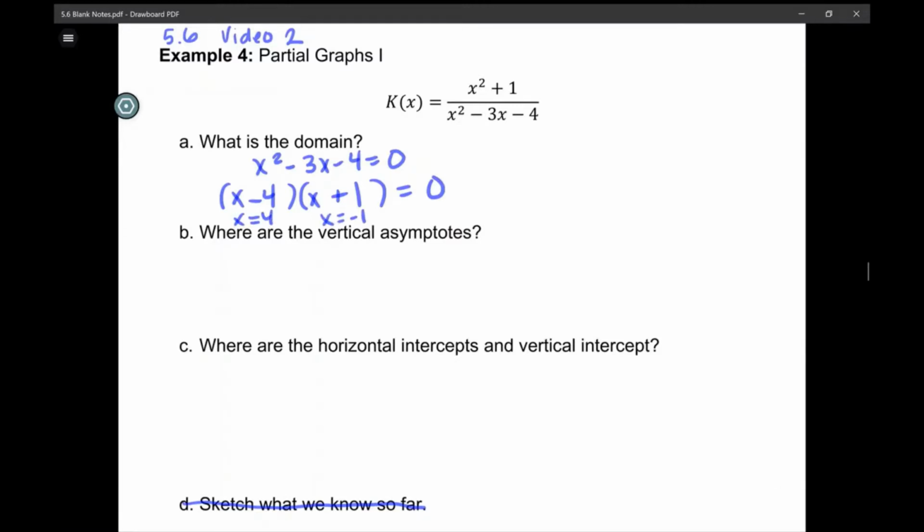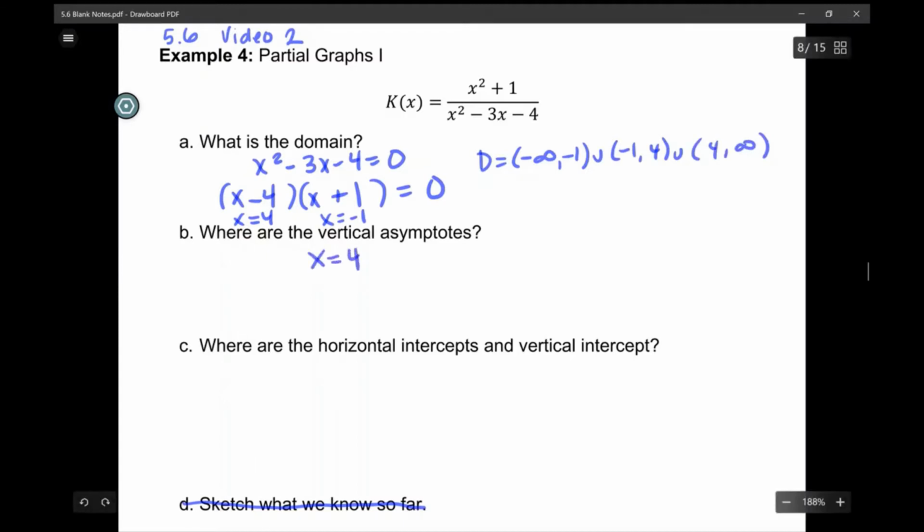So what is the domain? The domain is all real numbers except -1 and 4. To write that in interval notation, we would go from -infinity to -1, from -1 to 4, and from 4 to infinity. That's how we exclude those two values. All right, so what are the vertical asymptotes? Well, the vertical lines are x equal to 4 and x equal to -1.